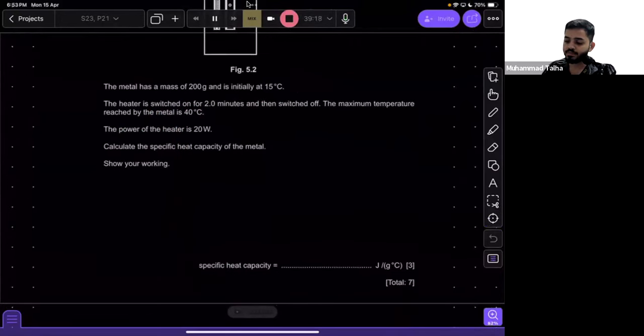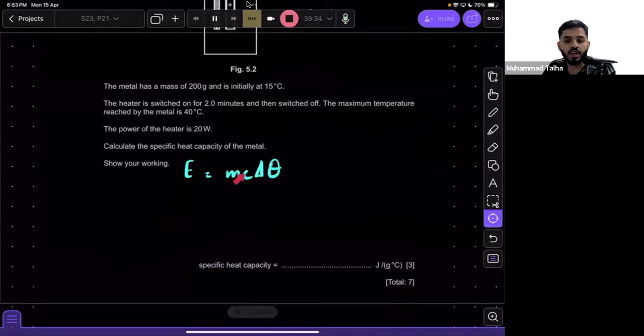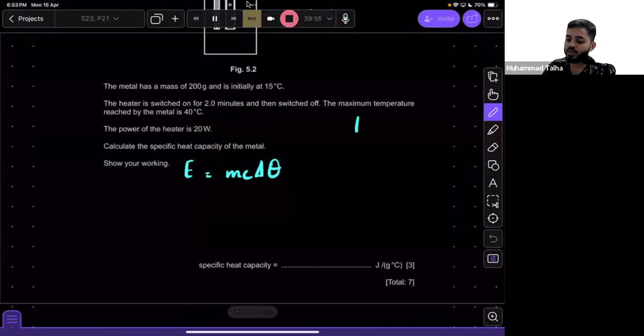Show your working. Now, first off, when we talk about the specific heat capacity, you must know this formula, E equals mc delta theta. So you can see that we have mass. C is what we need to find. Delta theta is just 40 minus 15, the change in temperature. But E is something we need to find. We don't have that given as readily. Instead, what we do have is the power, and we also have the time for which the heater is switched on. So I also know that since power is energy over time, energy is power times time.